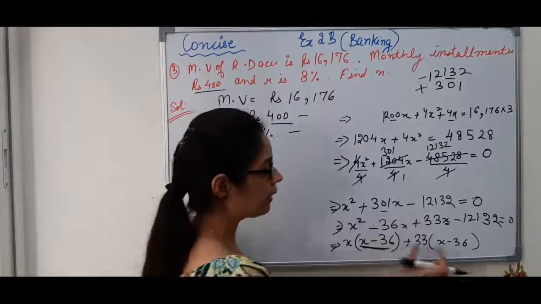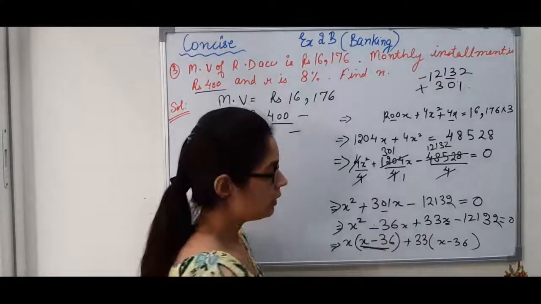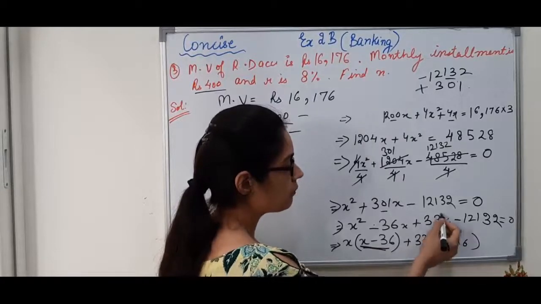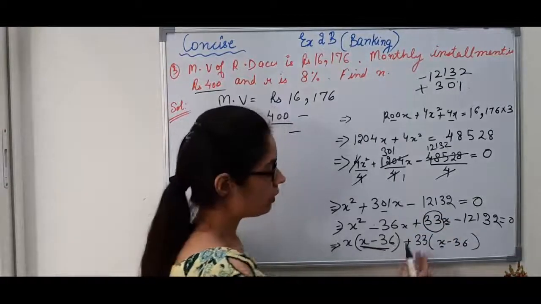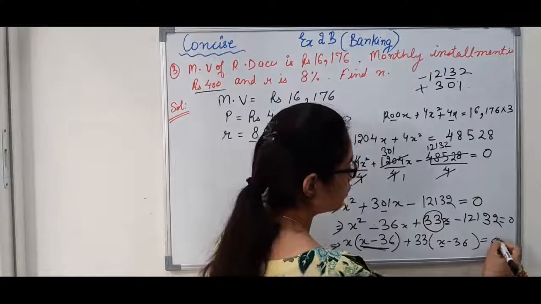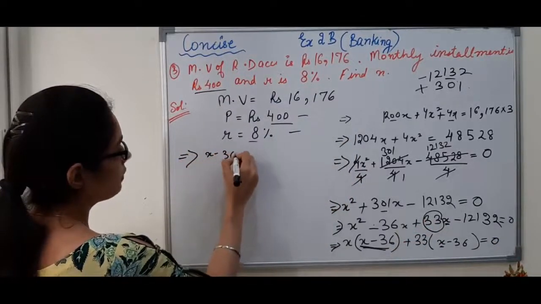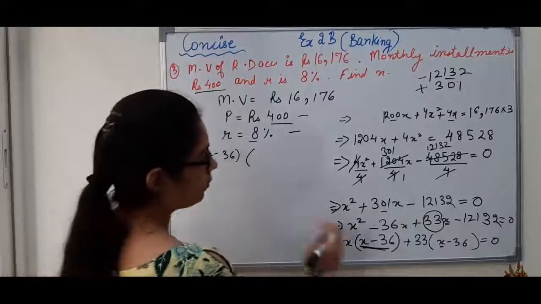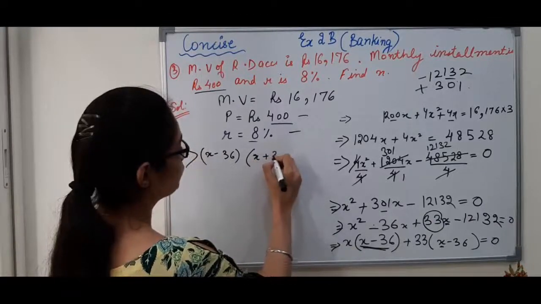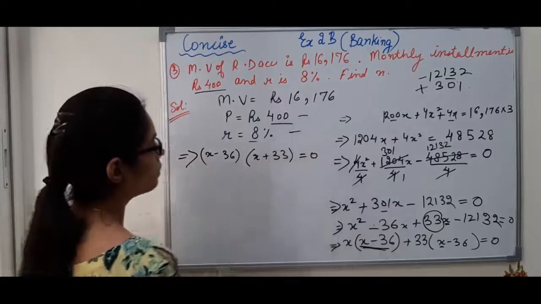See, this bracket will be the same for both the terms. Here only x is there, which means 33 is common. So I have taken 33 outside, equals to 0. Now both the factors, x minus 36 and the remaining term x plus 33, will be equal to 0.